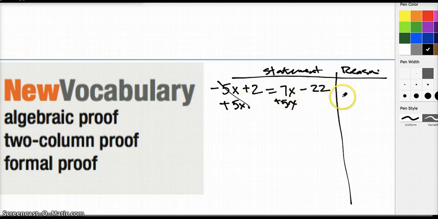This is honestly the addition property of equality. And you'd write that there, right? You write the addition property of equality. Let's do that, prop of equality. I'm making this really look bad.